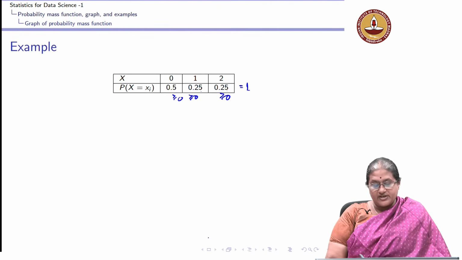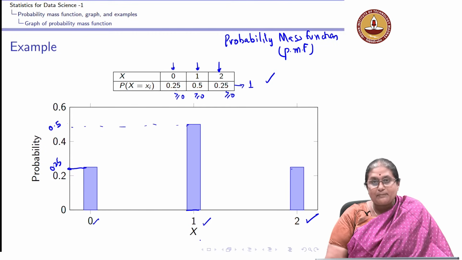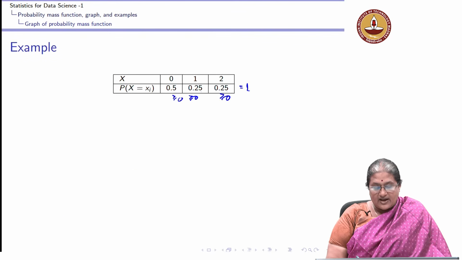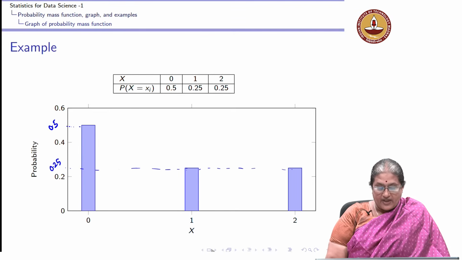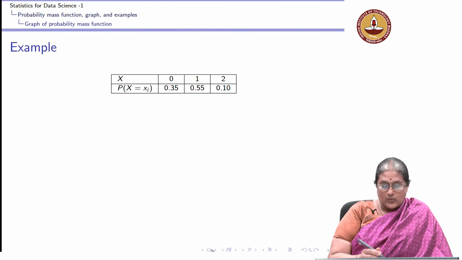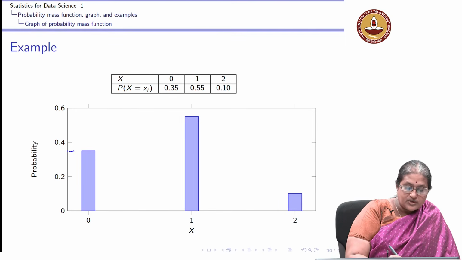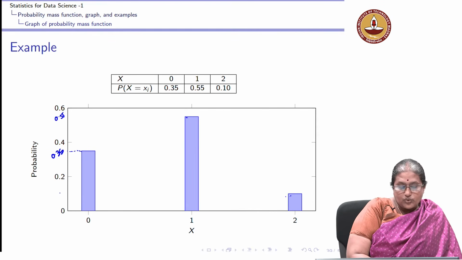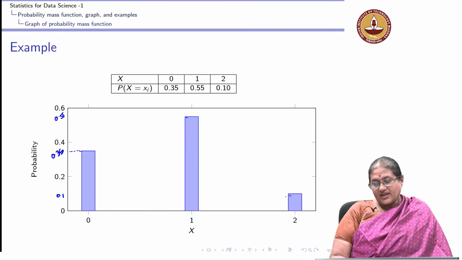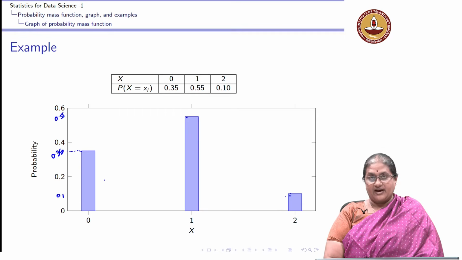What you can notice here is, in the earlier example, the distribution looked symmetric, whereas here I do not see a symmetricity in my distribution. I could also have a case where I do not have any pattern. I have here x equal to 0 is 0.35, x equal to 1 is 0.55 and x equal to 2 is a 0.1, and that is demonstrated or illustrated by this graph.